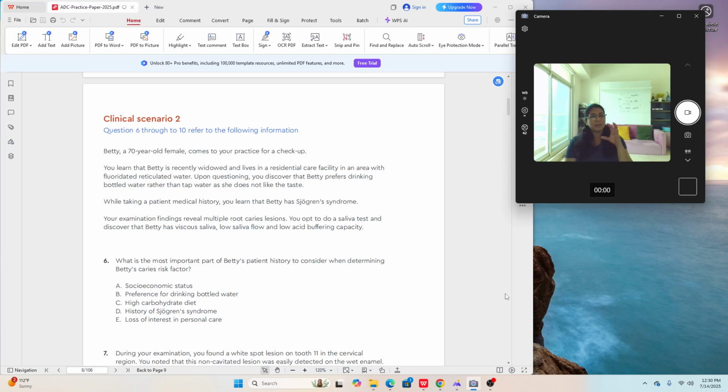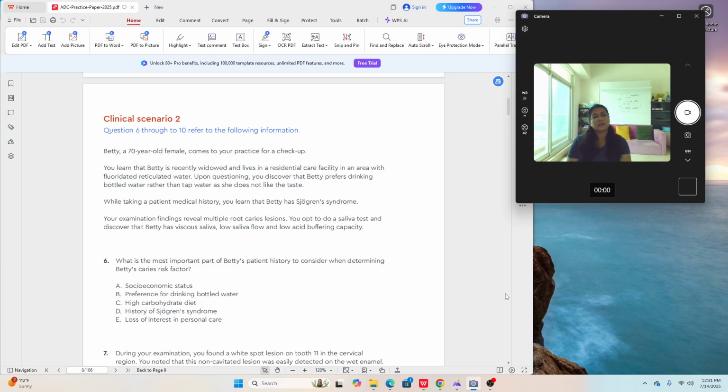So now, having been aware of such a scenario, where in your cards you have something where saliva is not helpful to you, and also the patient is drinking bottled water, not tap water, so fluoride is also not there, how are you going to manage this patient? Okay, so what is the most common, most important part? Most adjectives, most means just pluck the most important thing, the rest are also important. I have to take the most important thing. What is the most important part of Betty's patient history to consider when determining Betty's caries risk factor?